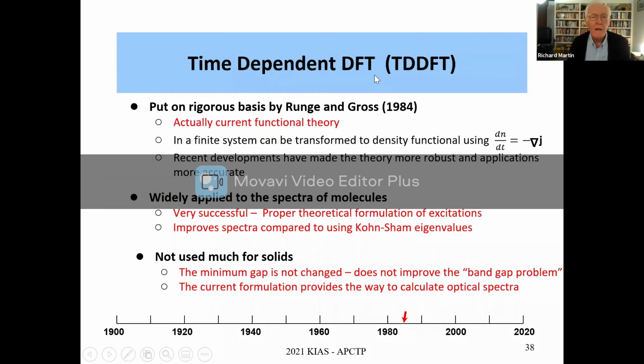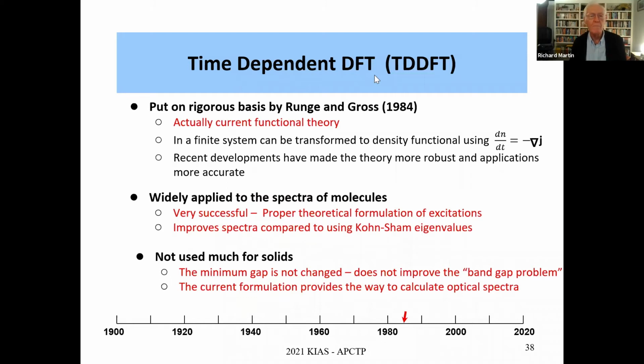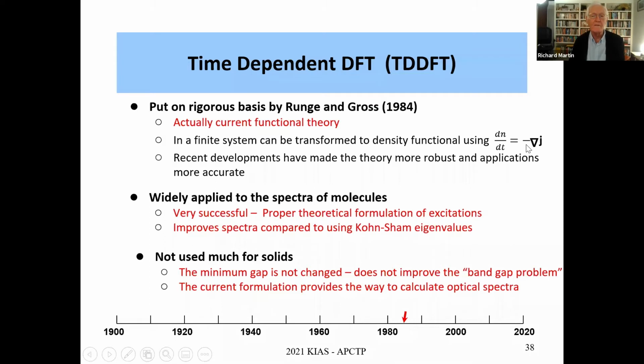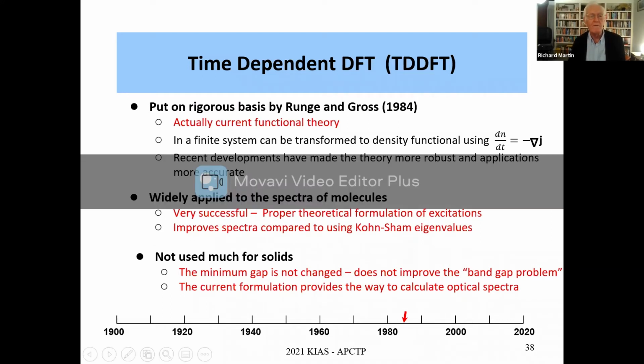There's one more really big thing that's happened in density functional theory that I want to point out, and that's time-dependent density functional theory. This had been used in sort of an ad hoc way before, but it was put on a rigorous basis by Runge and Gross in 1984. It's interesting to note that it really was a current functional theory, and it was turned into a density functional theory using the continuity equation that relates the divergence of a current to the time derivative of the density. So that works very well in molecules and has been very successful.